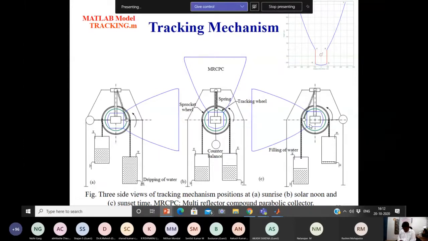Now I am explaining the basic working principle of this linear concentrating collector integrated with the passive drive. There are two weights given here. These two weights are equal. In the mid position, this is the solar noon position. In solar noon position, the left hand side and right hand side are both equal weight. That's why it is showing upright position. Vertically it is upright. That is, at noon time, the collector is at 90 degrees to the horizontal. But at sunrise time and sunset time, you can see the change in the weight.